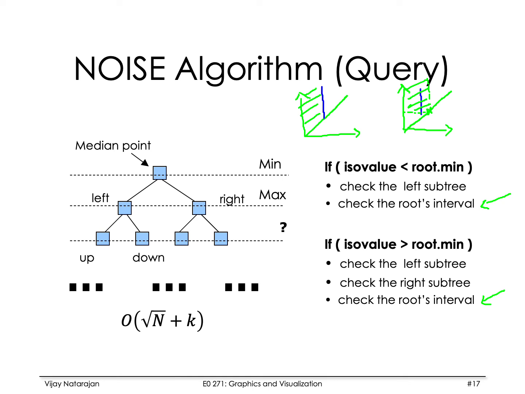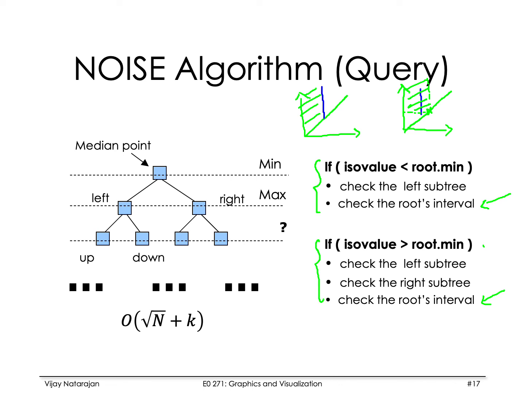So the question now is, what is the running time for this query? This is not your usual recursion, right? Because at least in one of the cases, it seems like you have to traverse both subtrees. The key observation here is that in the first case, of course, you traverse only one subtree, so that's fine.